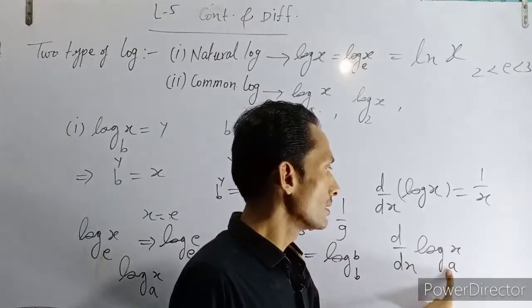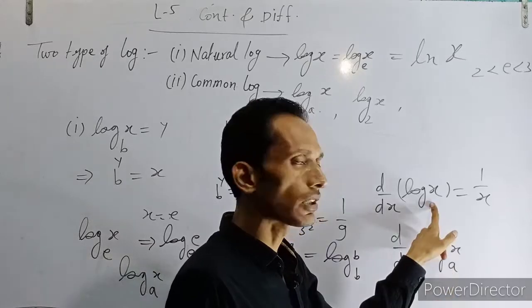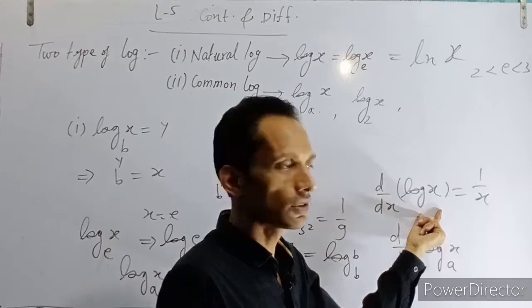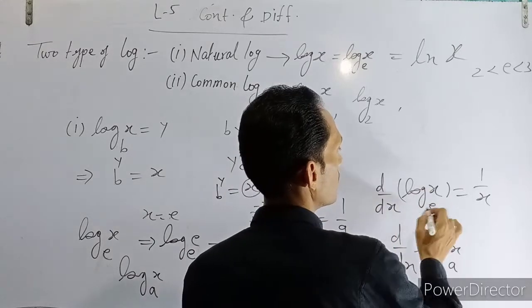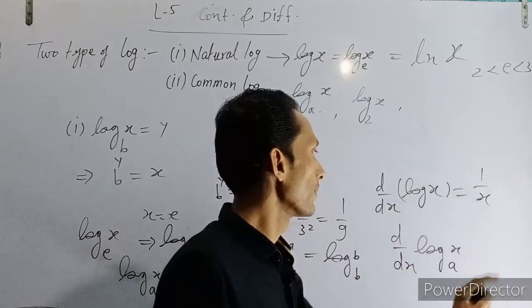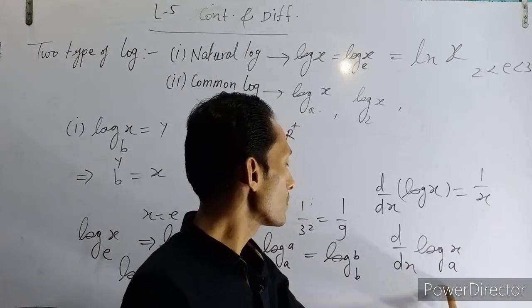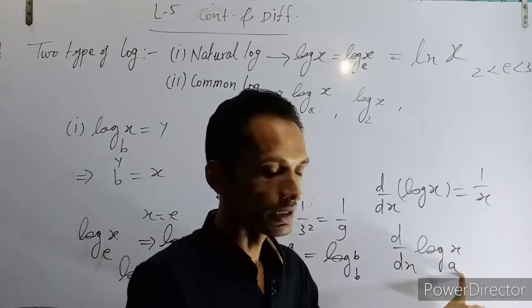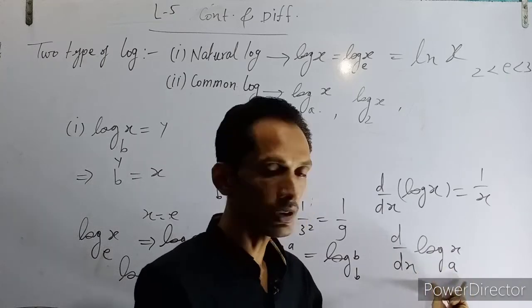That is the natural log. If the natural log has no base given, it means the base is e. You can write log x either with or without e. But in this form we have to use the property of base a. How can we find the differentiation of this one?